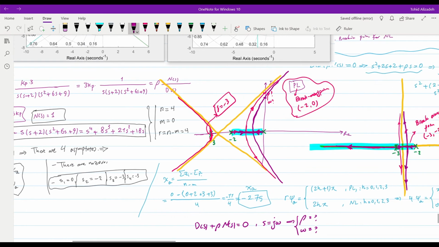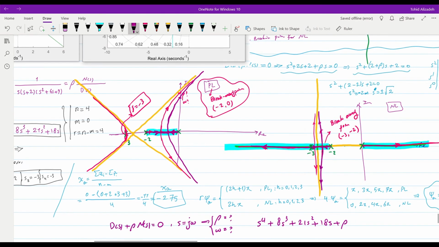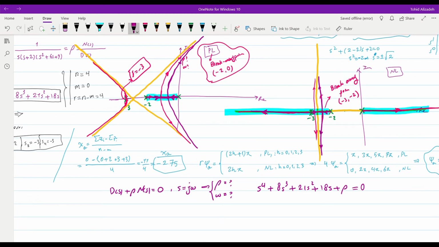We have the expression for d, yeah? So d plus rho n is indeed s to the power of 4 plus 8 s to the power of 3 plus 21 s to the power of 2 plus 18 s to the power of 1, plus rho times n, and n is equal to 1, equal to 0. Okay. So again, you can replace s with j omega, and then you set the real part equal to 0, the imaginary part equal to 0, and you will get the value for rho. Maybe let's try it as the first approach.